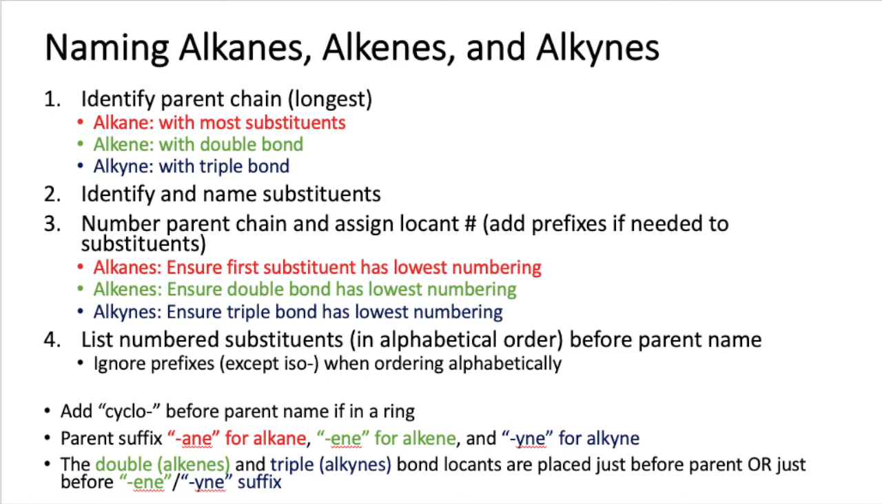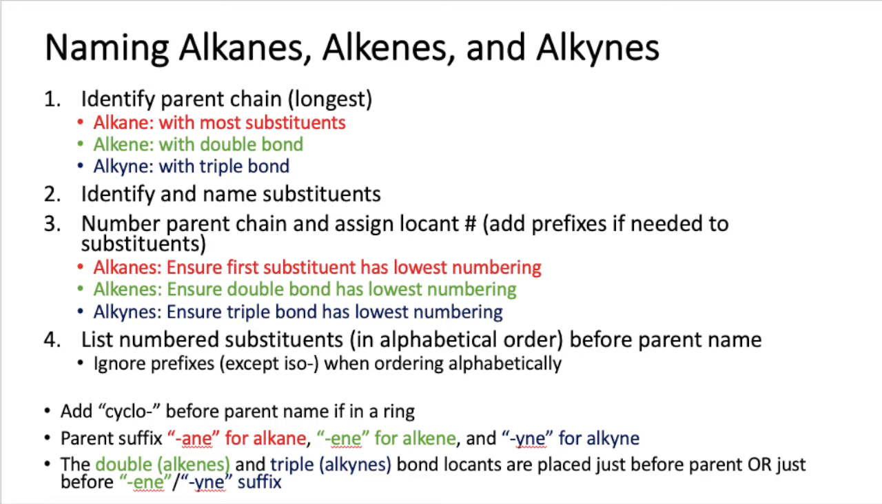Step 4 is listing the substituents in alphabetical order. You place those before the parent name. When you're ordering them in ABC order, ignore the prefixes except when the prefix is iso. In that case, consider the I as the letter when you're ordering them.